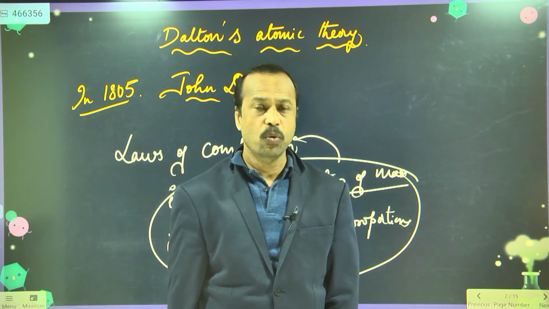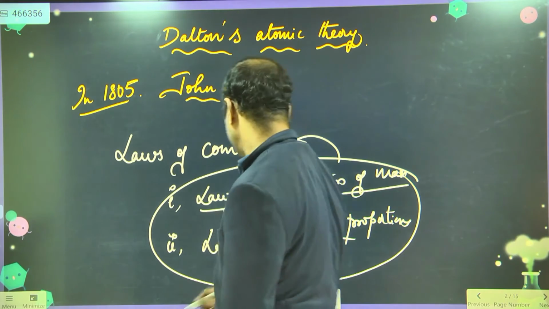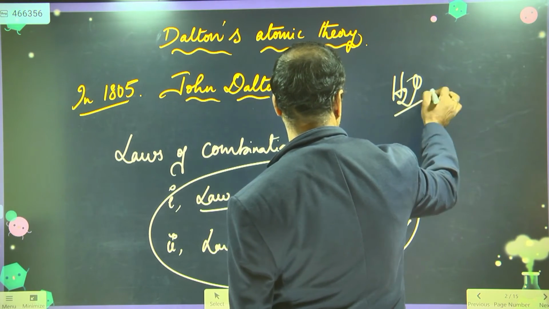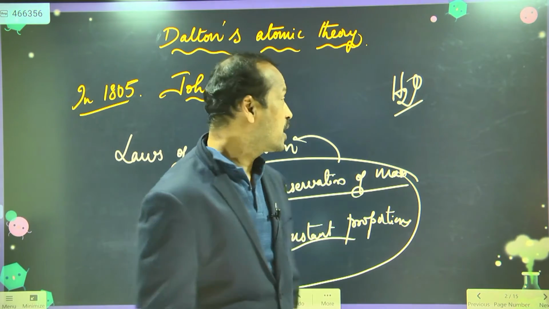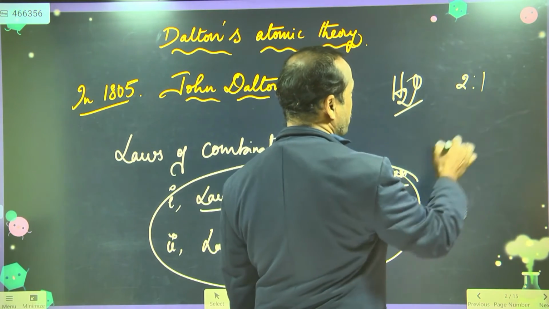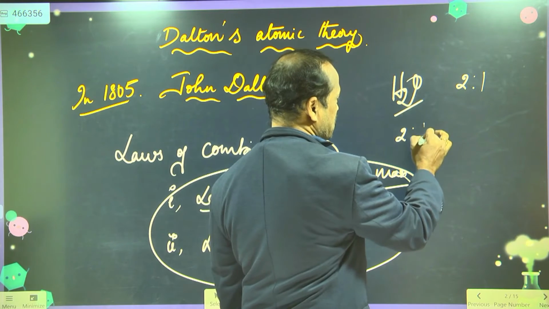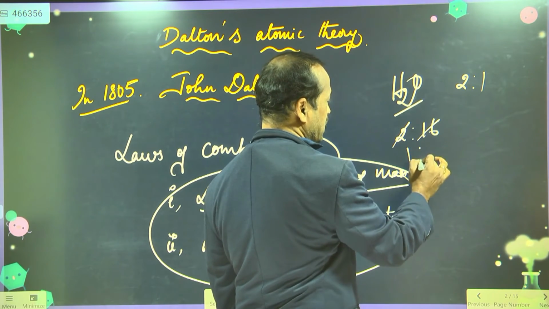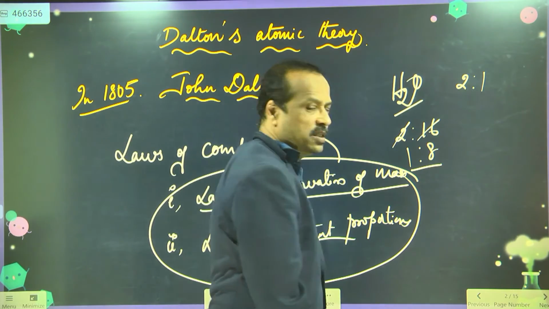Like if you take water, the formula is H2O. In this, there are 2 hydrogens and 1 oxygen. So your ratio atomic-wise is 2:1, but mass-wise it is 2:16, because there are 2 hydrogens of mass 1 and oxygen of mass 16. So that is 1:8. So this is fixed.